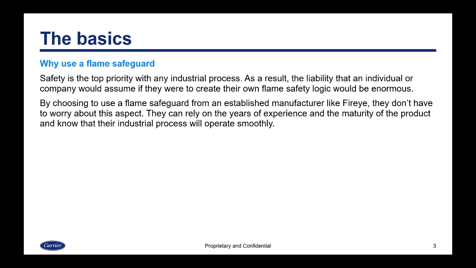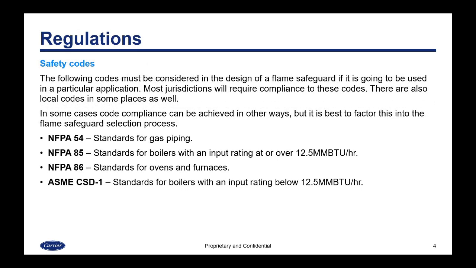So safety codes must be considered in the design of a flame safeguard if it is going to be used in any application. Jurisdictions will usually require compliance to codes as well, and there are also other local codes in certain places. So in some cases, code compliance can be achieved other ways, but it is best to factor into the flame safeguard the codes that you need to adhere to. And here are some of the codes listed: NFPA 54, NFPA 85, NFPA 86, and ASME CSD1 are some of the common codes.